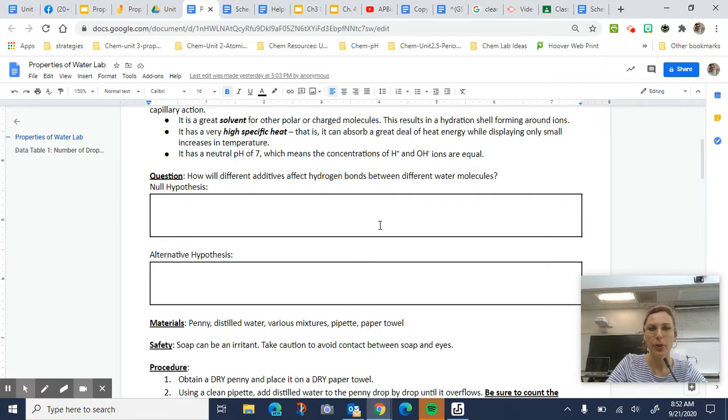So first and foremost, we're going to talk about what our null and alternative hypothesis will be. Our null hypothesis is for our research question, which is how will the different additives affect hydrogen bonds between different water molecules? I have an investigation set up here where we have four different solutions, and we're going to put them onto the surface of a penny and see how many drops we can place onto the penny surface.